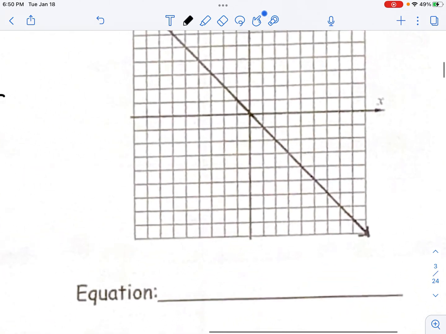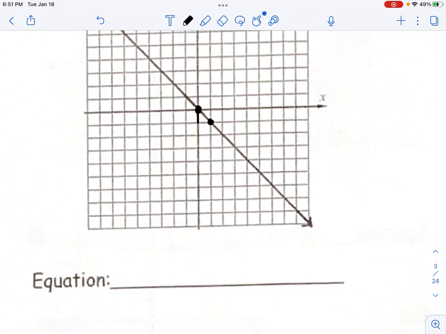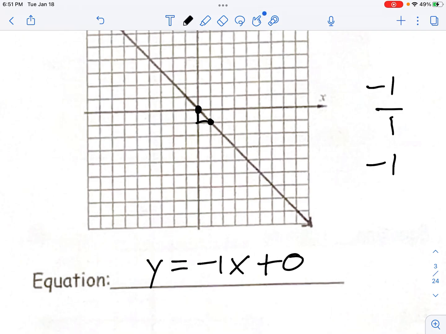All right, number 4. Again, we have a y-intercept of 0, and then my next clean point is actually right there. So clearly we're going down 1, right 1, down 1, right 1. So y equals, and we've already done this about 3 or 4 times now with this particular type of problem. That would be a negative 1 slope, right? So negative 1x. And then my y-intercept, again, is at 0.